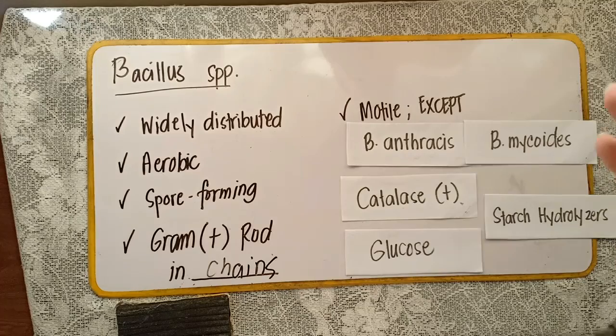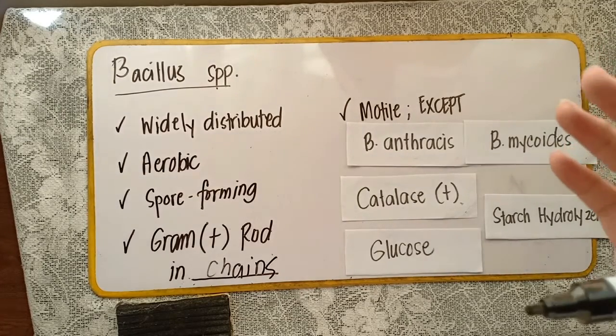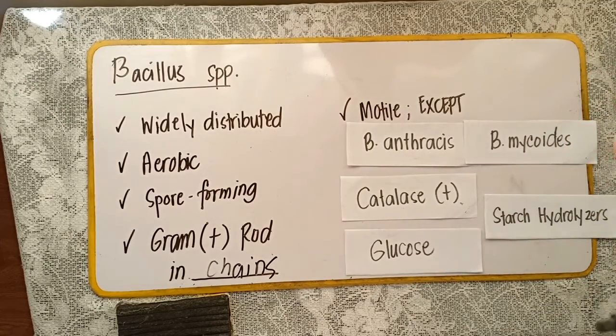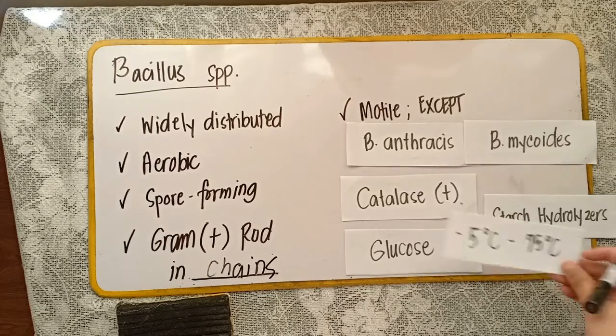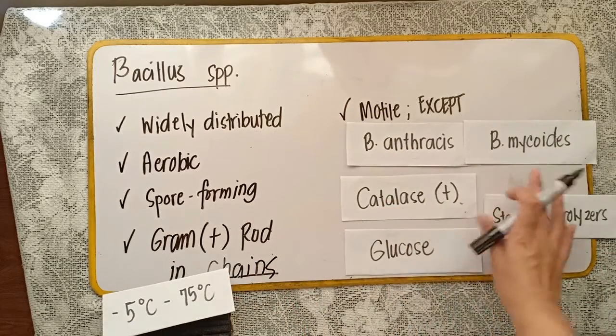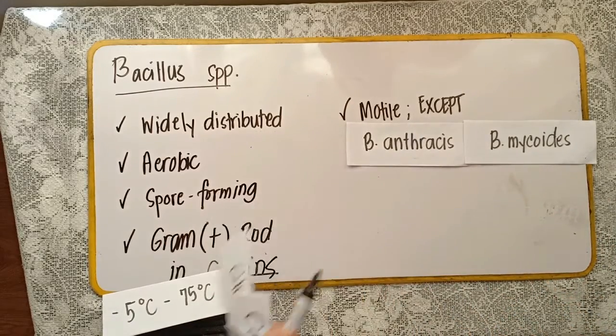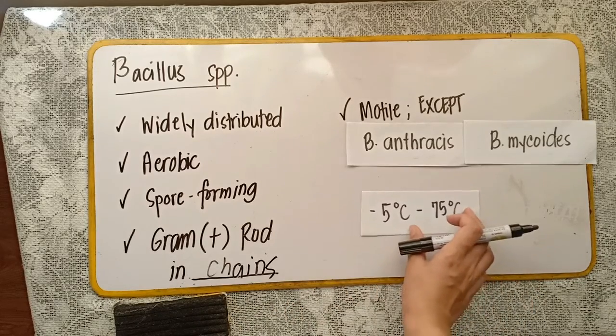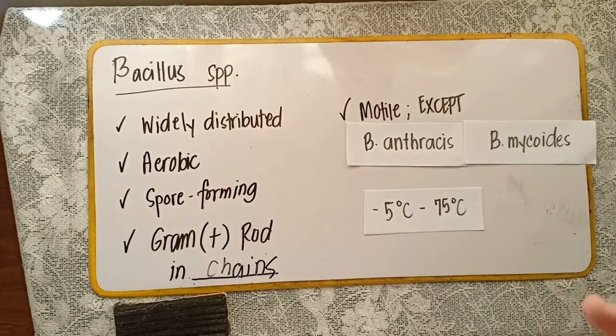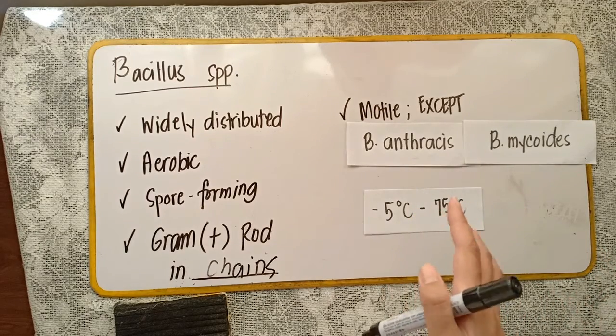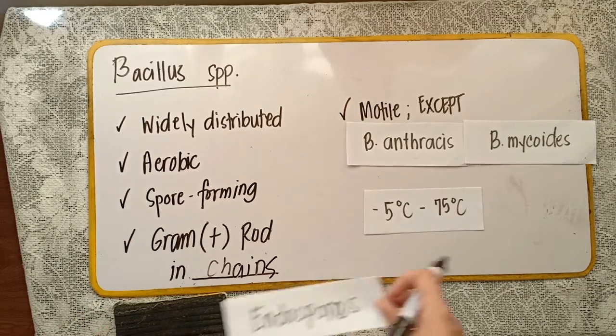Now, because of the presence of their spore, alam natin that they are able to survive in an extreme environment. Actually, pwede silang makapag-grow in a wide range of temperature. They can grow in as much as -5 degrees Celsius to 75 degrees Celsius. Because of this one, okay, they can survive in this kind of temperatures because of the presence of their endospores, of course.